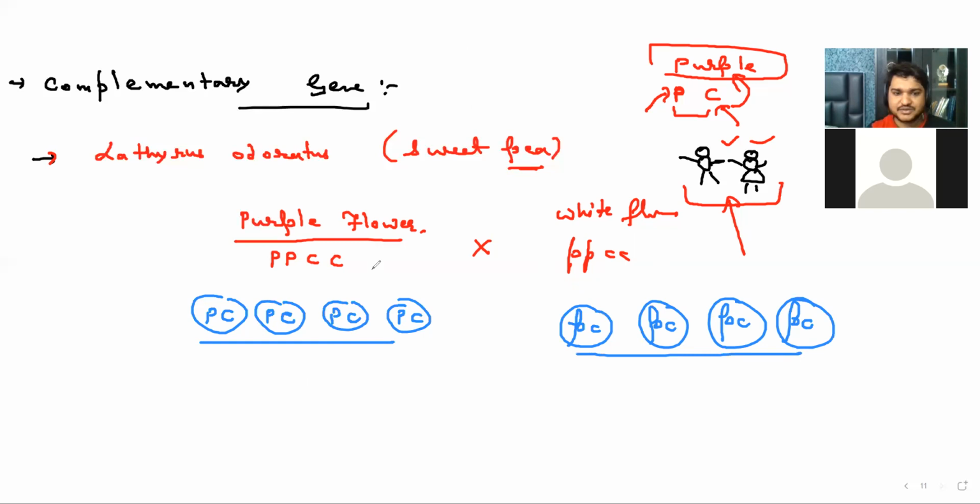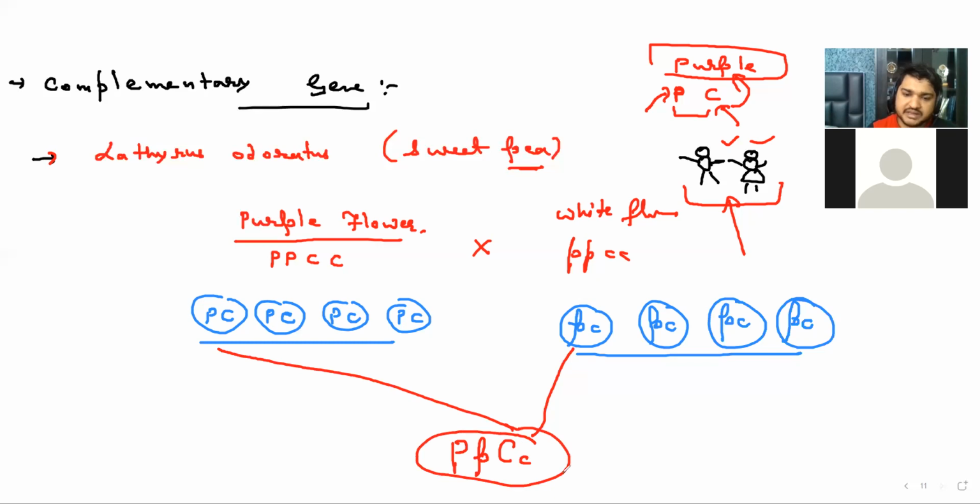So this is going to combine. Capital P, small p, capital C, small c, right? And it would be how many? 16, because this will combine with this, and this with this. Total 16.